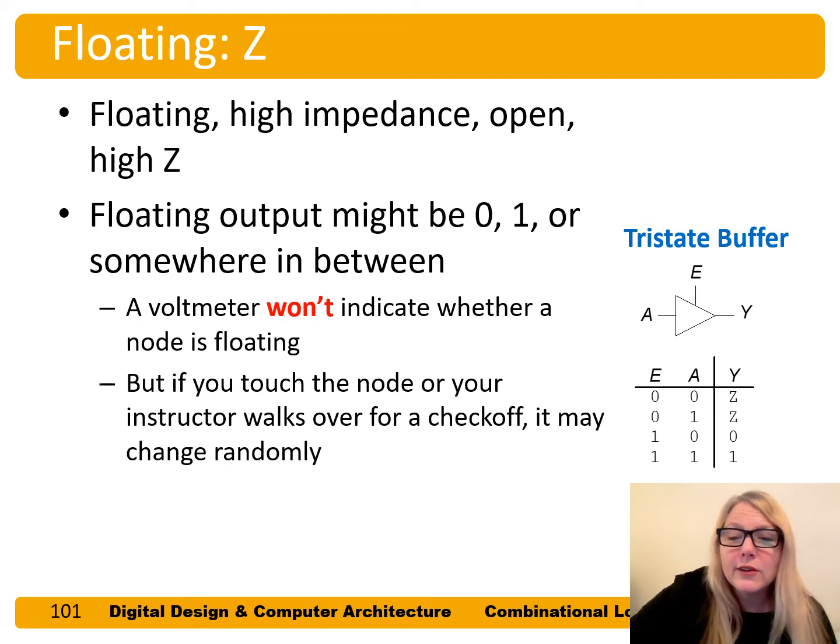One circuit that we use where we actually want a floating output is what's called a tri-state buffer. A tri-state buffer is called a tri or three-state buffer because its output can be 1, 0, or a third state, which is not being driven. This E stands for enable. When enable is 1, this tri-state buffer acts like a regular buffer. When the input is 0, output is 0. Input is 1, output is 1. But when the enable is 0, the output Y is floating.